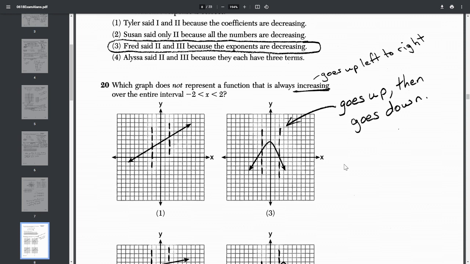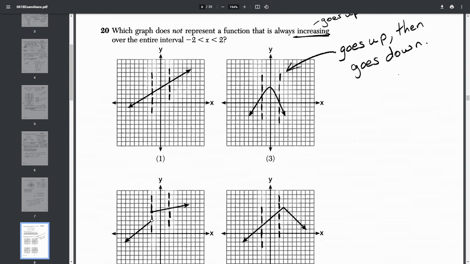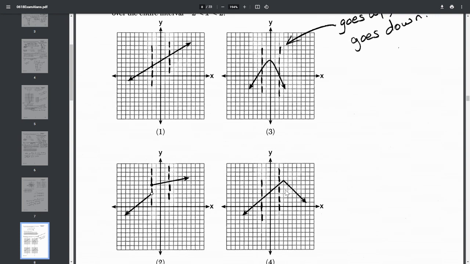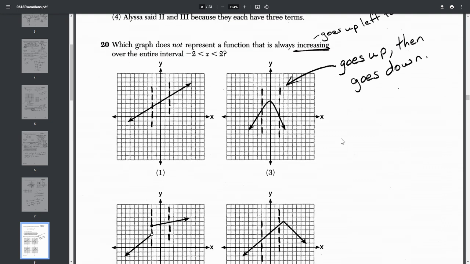Number 20 wants to know which one is not a function that's always increasing over -2 to 2. So Steve drew these dotted lines to show the interval -2 to 2 in all the graphs. Which graph is not always going uphill between those 2 dotted lines that he drew? Choice 3. The dots show the region we're looking at, and you can see the graph goes up and then it starts to go down. Choice 3 is the only one that is not always increasing.